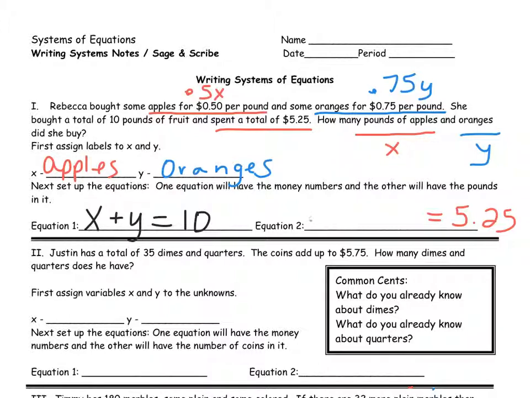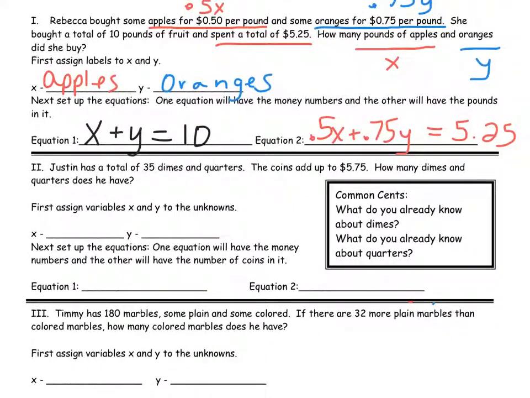So now that we've looked at all the important information, we can put together our equation. So we have 0.5x plus 0.75y equals 5.25. We've now written our two systems of equations. Okay, so now let's look at our second example.